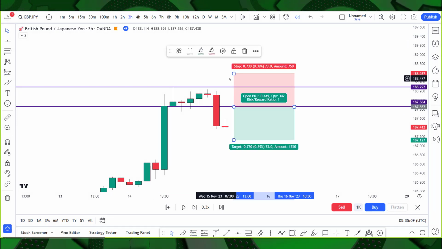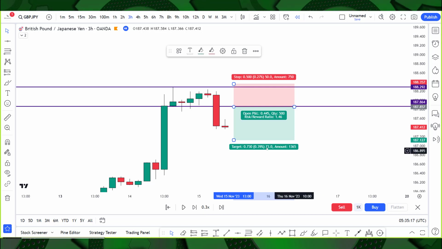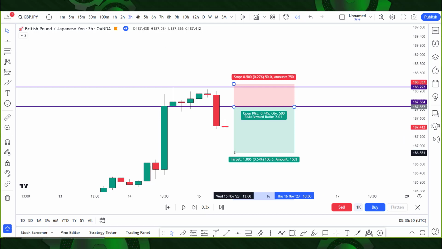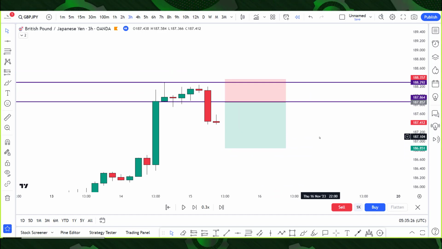Don't forget, this is the 3 hours time frame, and the pair is Great Britain pounds, Japanese yen. We are just risking about 50 pips to get 100 pips. That is 1:2. Don't forget, I told you you have to be risking $1 to get $2. I have to be doing a minimum of 1:2 whenever you are trading as a beginner.